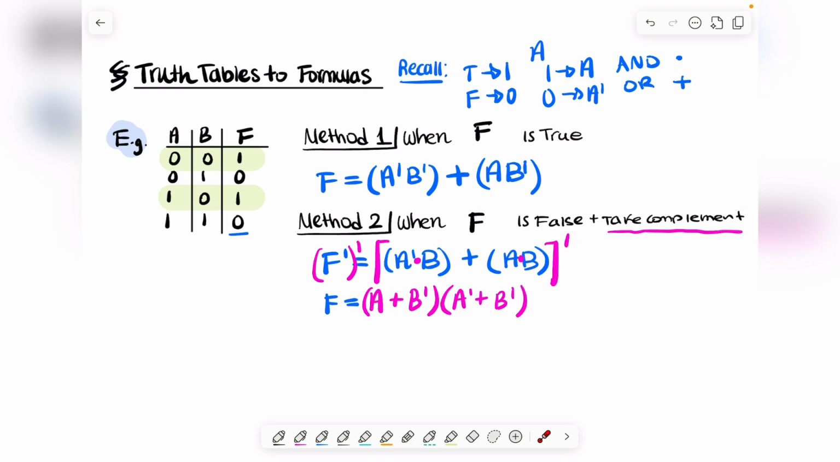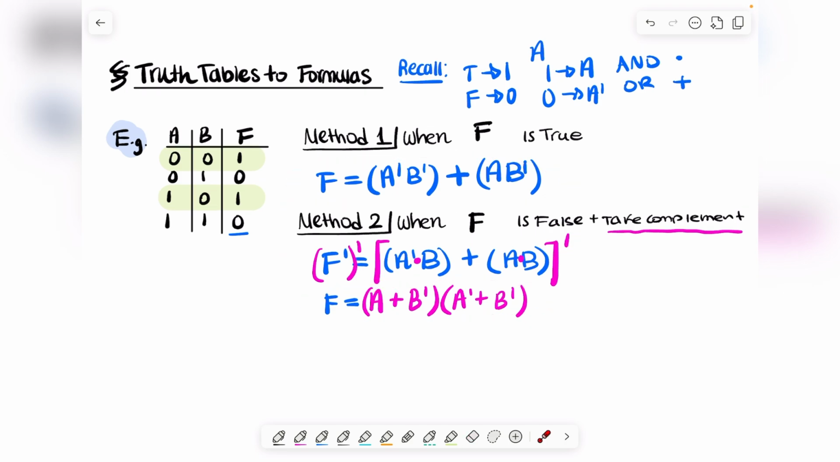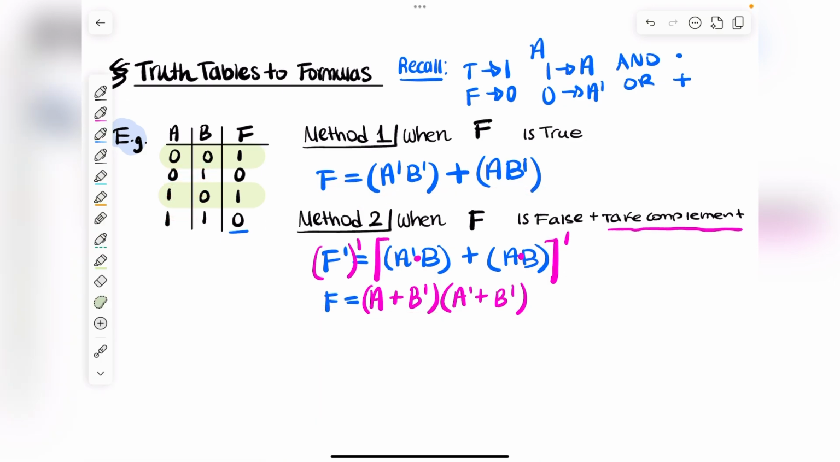Now you might be like, wait, Sarai, this is not the same formula that we got in method 1. And that's fine. You can have different ways to express the formula, but they all mean the same thing. These are the same. Depending on whatever A and B you input, they are going to give you the same output, which is why in the beginning I said that we're going to work on 3 ways that we can get a formula. I didn't say the formula. There's no one single formula. There can be multiple formulas for a truth table and they all mean the same thing.